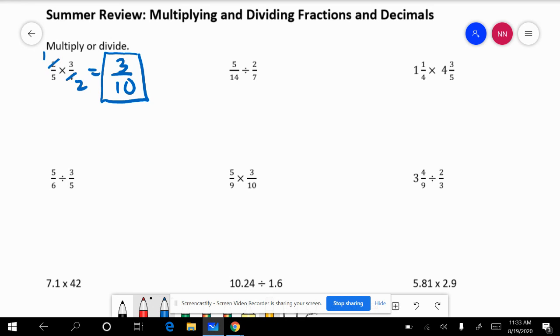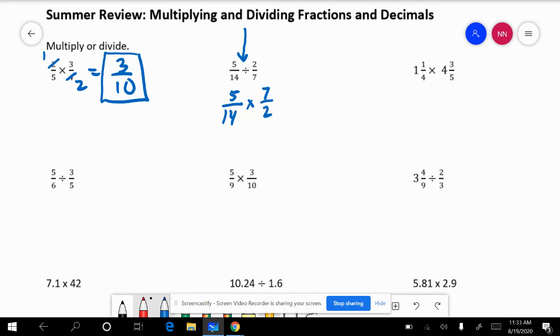Now I'm also going to be dividing. Dividing is similar to multiplying. There's just going to be one more step. Whenever we see a division, division is the same thing as multiplying by the reciprocal. So I have 5 over 14. Then I take the reciprocal of the second one, which is 7 over 2.